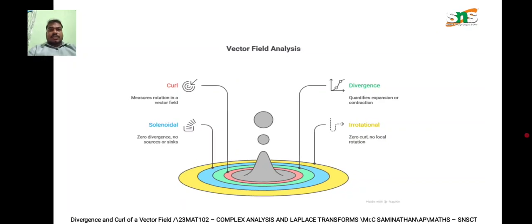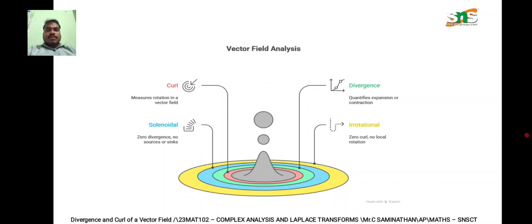Vector field analysis. In vector calculus, two important operators used to analyze vector fields are divergence and curl, and they can help us understand how the field behaves in space. A vector field can represent many real world phenomena such as fluid flow, air movement, and electromagnetic forces, and divergence and curl give us a deeper insight into these behaviors.